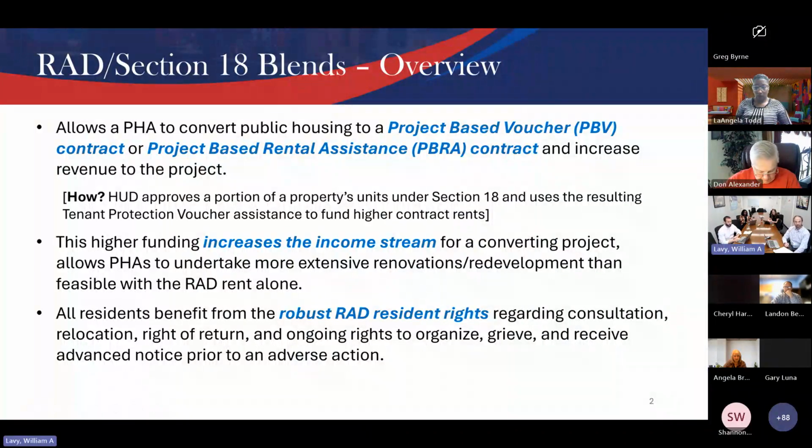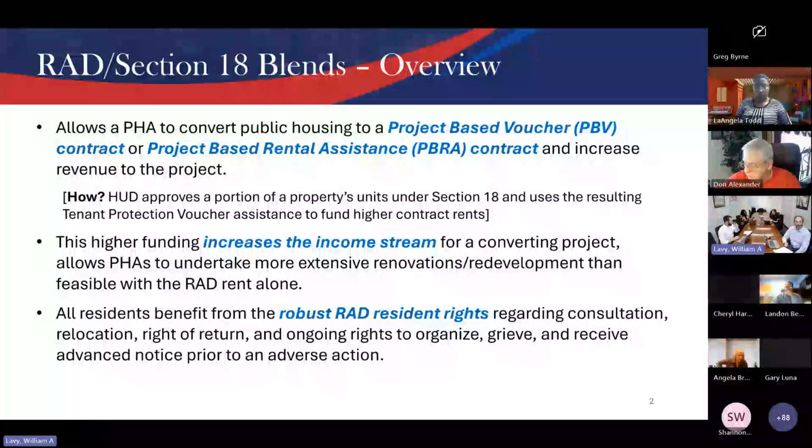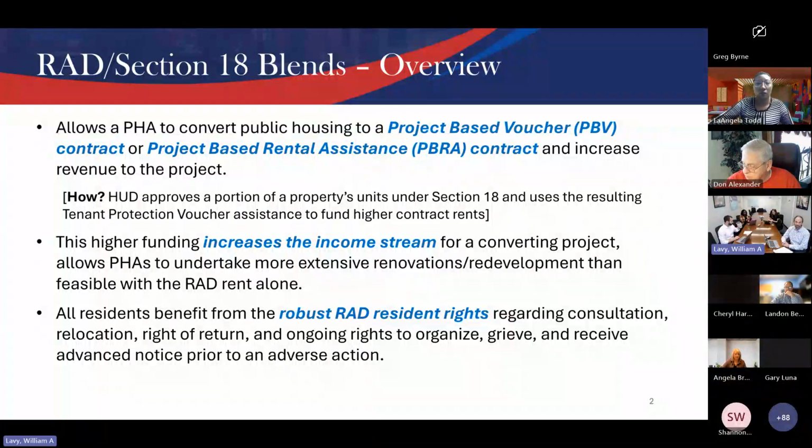So RAD Section 18 blends, just to provide an overview for the uninitiated. Under a RAD Section 18 blend, a PHA can convert public housing to one of two kinds of Section 8 contracts, either a project-based voucher contract or a project-based rental assistance contract, and increase the revenue to the project on a going forward basis.